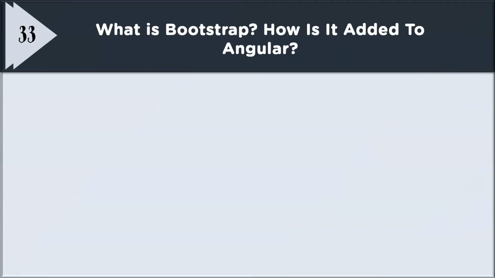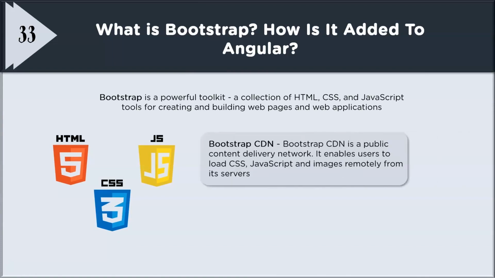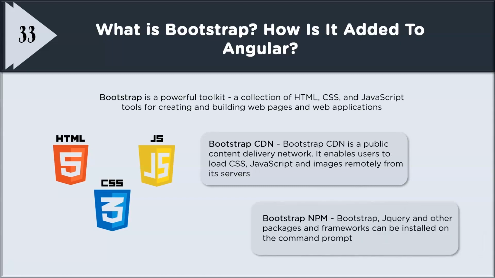Moving on, what is Bootstrap? How is it added to Angular? Now, Bootstrap is a powerful toolkit. It is a collection of basic HTML, CSS, and JavaScript tools for creating and building responsive web applications. There are two ways to embed Bootstrap libraries. First up is using the Bootstrap CDN, which is the Content Delivery Network. Now, this enables users to load the CSS and JavaScript files remotely from its servers. The other way is to use Angular Bootstrap via NPM. Now, this is used to add Bootstrap to your Angular project by installing it into your project folder.